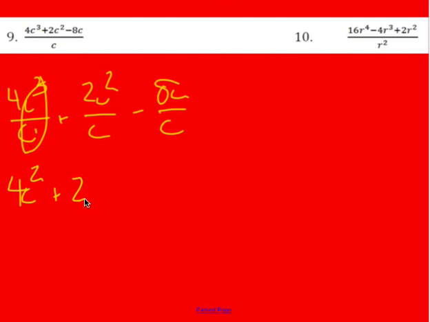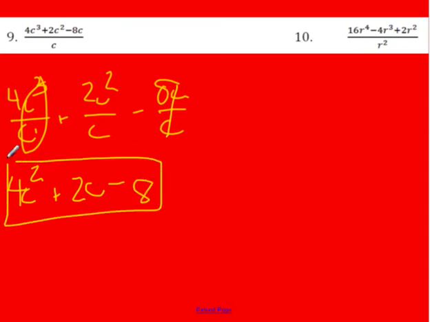Then I have 2 on top. C squared divided by c to the 1st is just c. And negative 8c over c cancels out, and you're just left with 8. So this right here is your final answer. Taking a look at number 10, you have 16r to the 4th minus 4r cubed plus 2r squared. So again, I'm going to split that up.